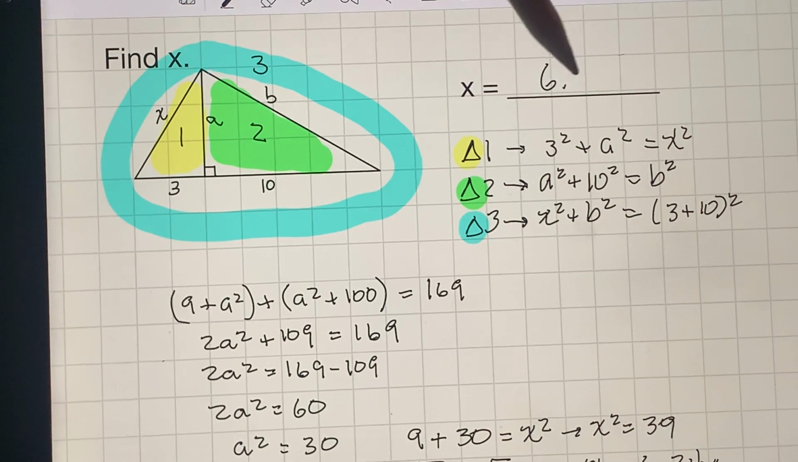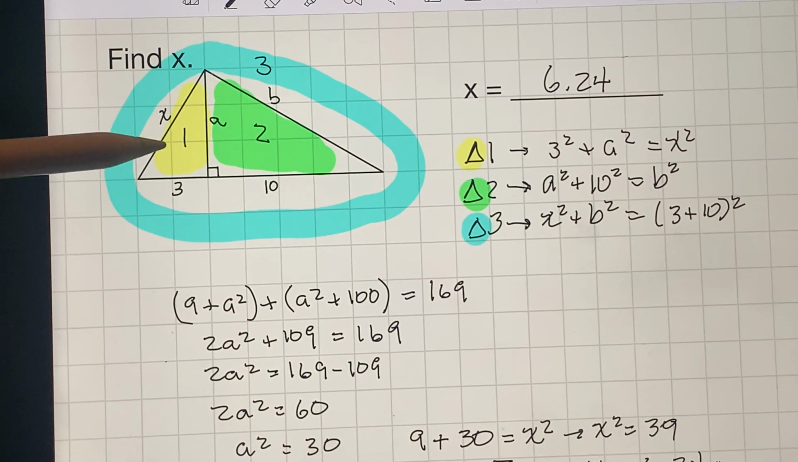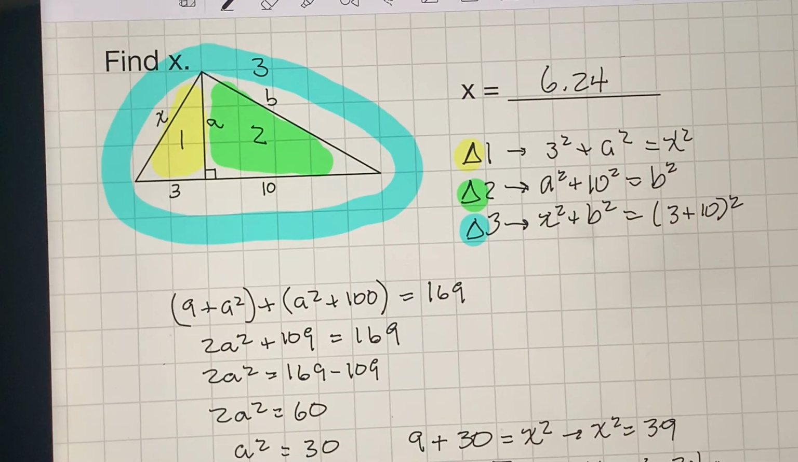So 6.24 is my final answer, and it was based on the fact that I had to use 3 triangles and 3 equations to solve my problem.